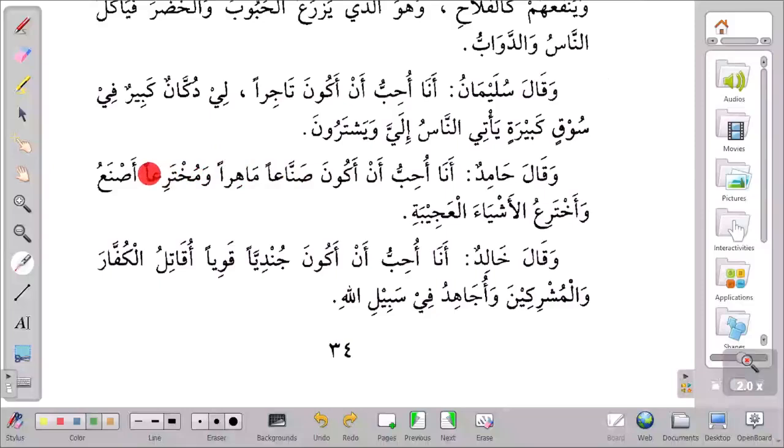Wa muhtari'an. Ikhtara'a is to invent. Ikhtara'a, he invented. Yahtari'u. Ikhtara'tu, I invented. Okay, ikhtara'tu kaza wa kaza, I invented this and this. Okay, ikhtara'a, he invented. Yahtari'u.